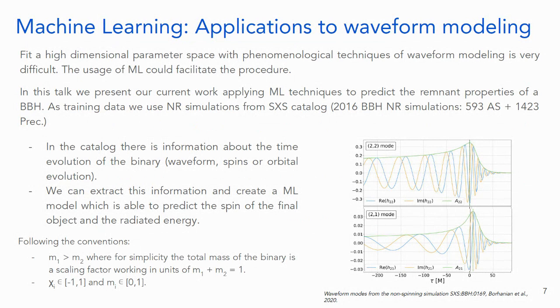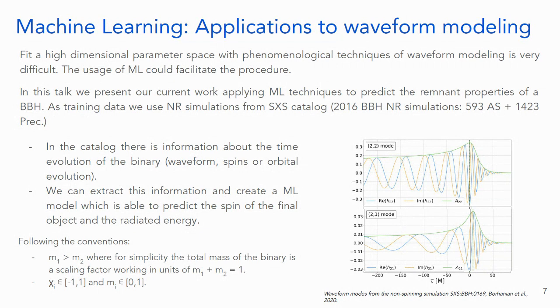In order to train this model, we use numerical relativity simulations from the SXS catalog, which are about 2,000 binary black hole simulations. We split them in 2: first, the aligned spin case, and secondly, the precessing one. And as you can see, the number of examples is very small. For the aligned spin, we have 593, and for the precessing one, 1,423. In this catalog, there is information about the time evolution of the orbits, the waveform, and spins.